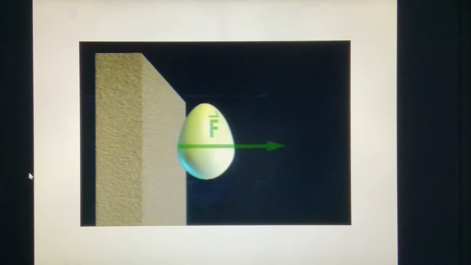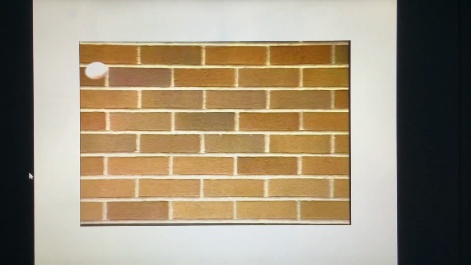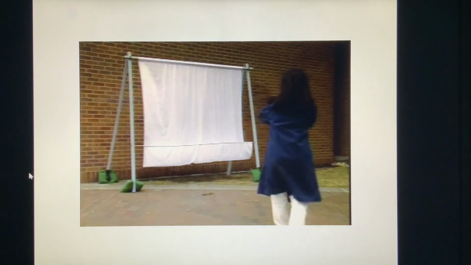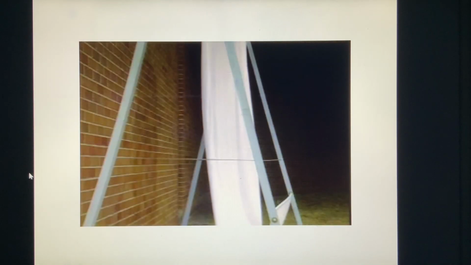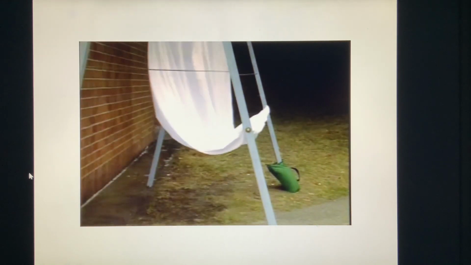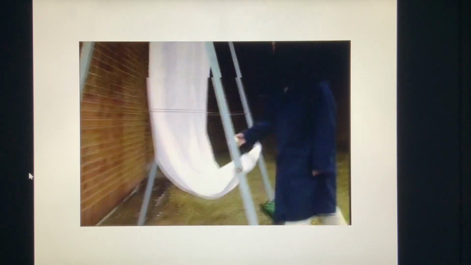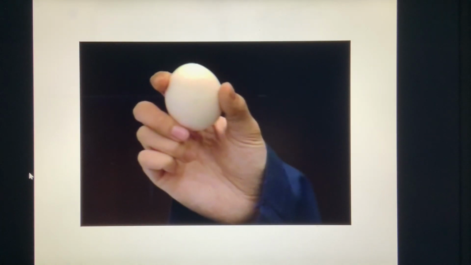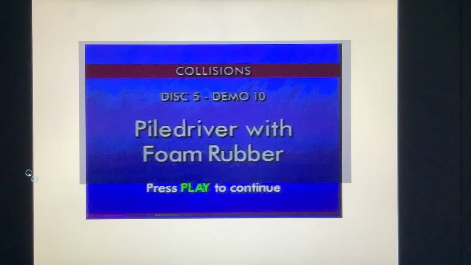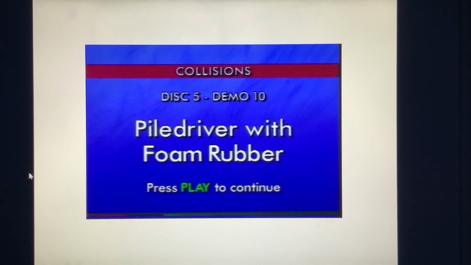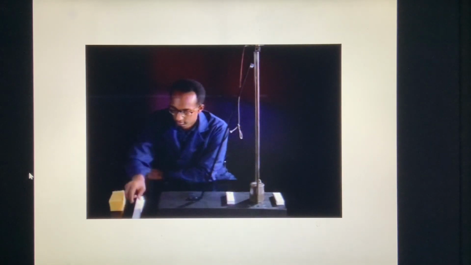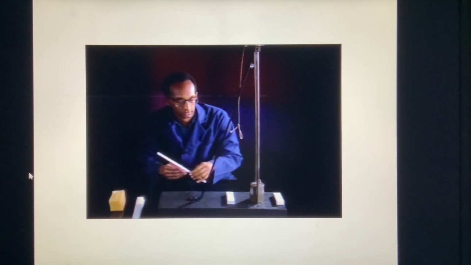When an egg is thrown against a wall, the forces which stop it are large and act over a very short period. How could we stop the egg without such large forces, so that the egg will not break? If the egg is thrown against a loose sheet, the total change in momentum is the same as before, but the forces acting on the egg are small, and the collision takes more time. The egg remains intact. This pile driver has a weight that can be dropped to crack a piece of plastic.